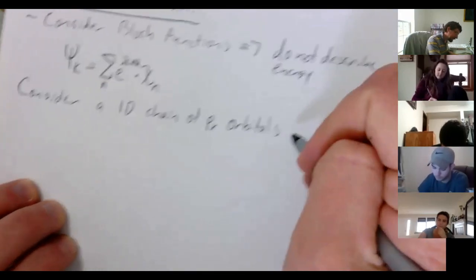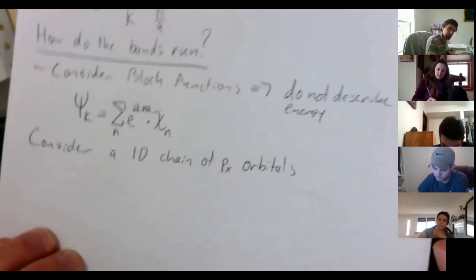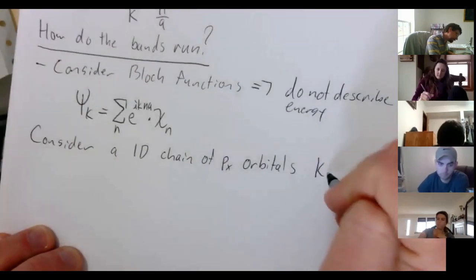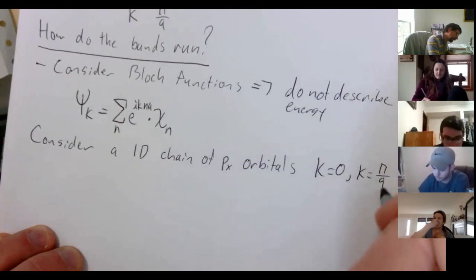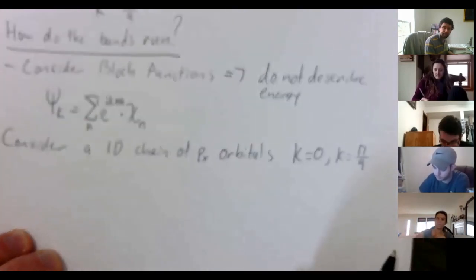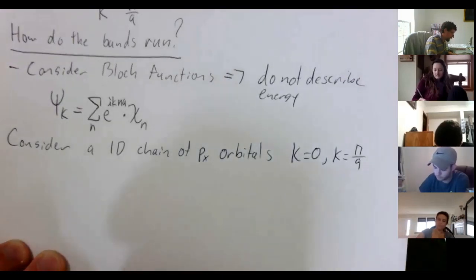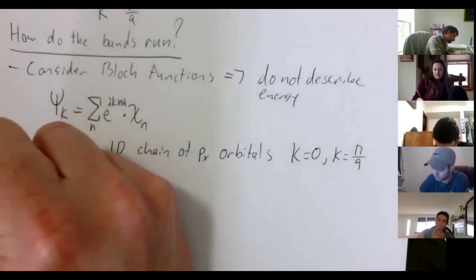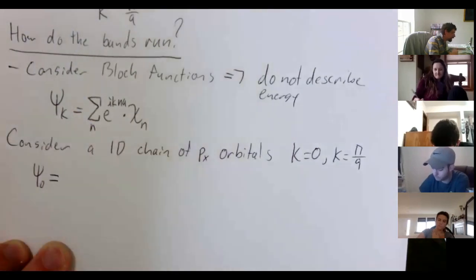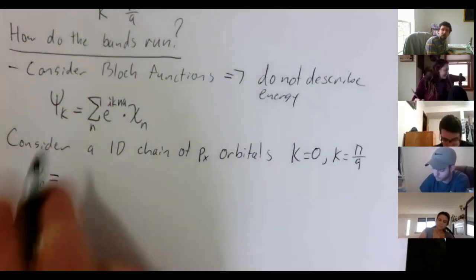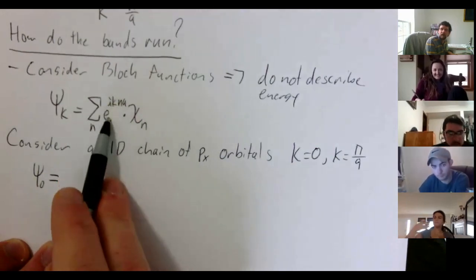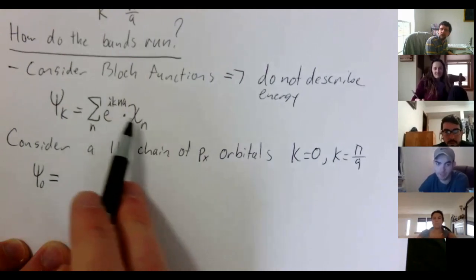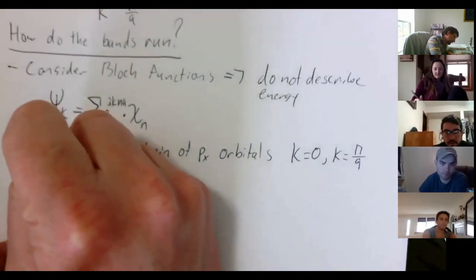And we're going to look at that at k equal to 0 and k equal to pi over a. All right, so psi of 0, if you remember that this function changes a little bit, you're going to get e to the 0. So what happens to this first term? It becomes 1.